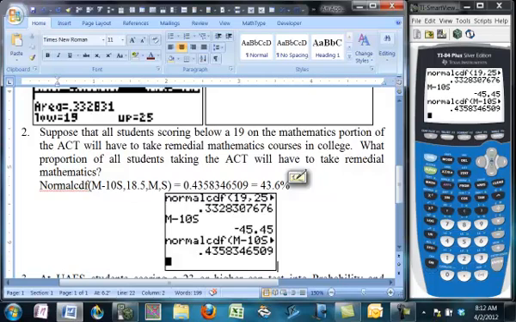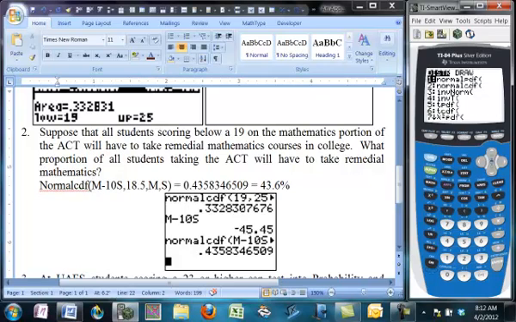We can also shade that if we'd like to. So if we go to second distribution, go over to draw, shade normal, this is going to go from the edge of our screen probably, but let's go ahead and go with what we said. Let's see what happens. Mean minus 10S up to 18.5 with a mean of M and a standard deviation of S.